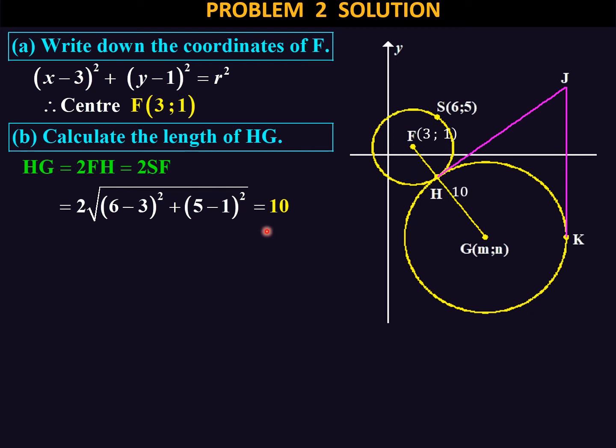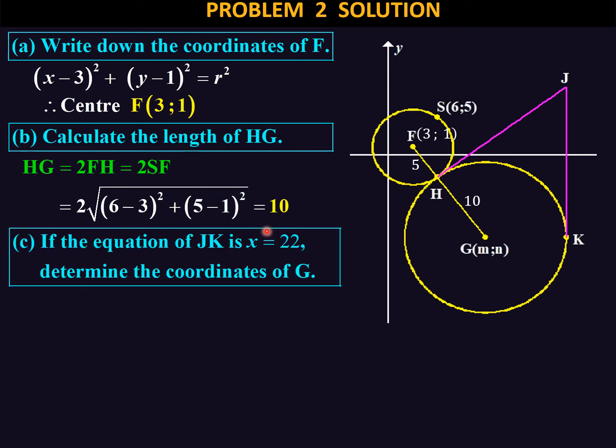Let's look at the next question, and then we put in the 10 there in case we need that again, and the 5. If the equation of JK, so JK is a tangent, right? If that's a tangent there to the circle, it touches there. 22, so I have a 22 there. Determine the coordinates of K. So what will the coordinates of K be? We can get that, that's 22. So there's 22, so we can easily find K's coordinates.